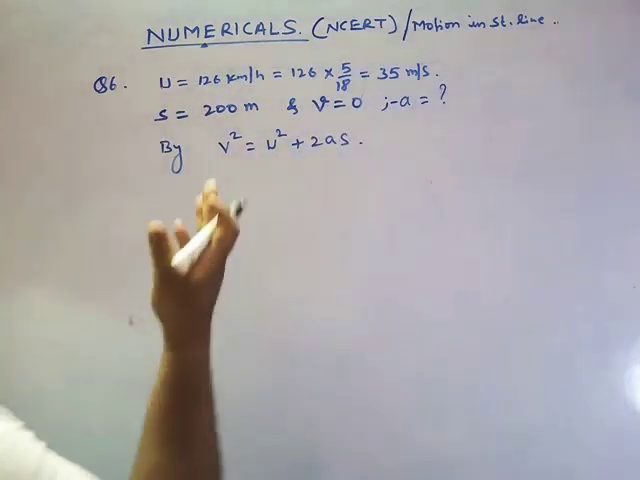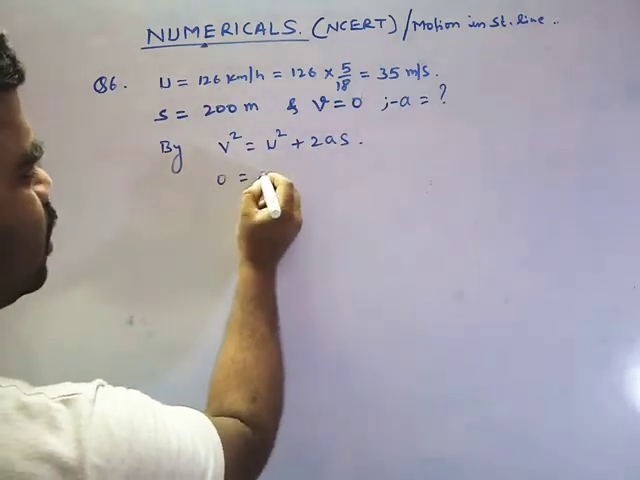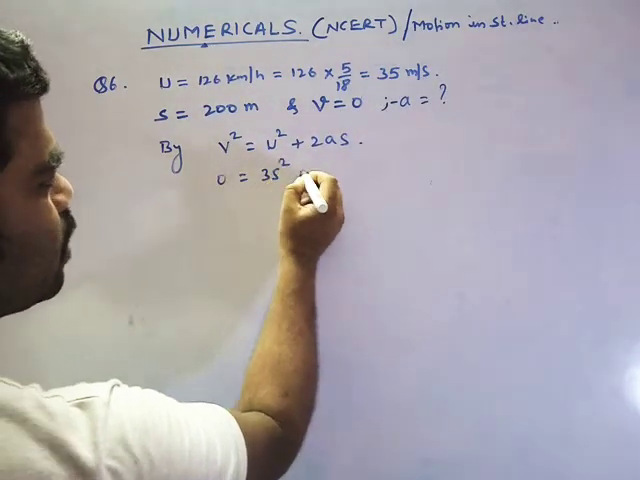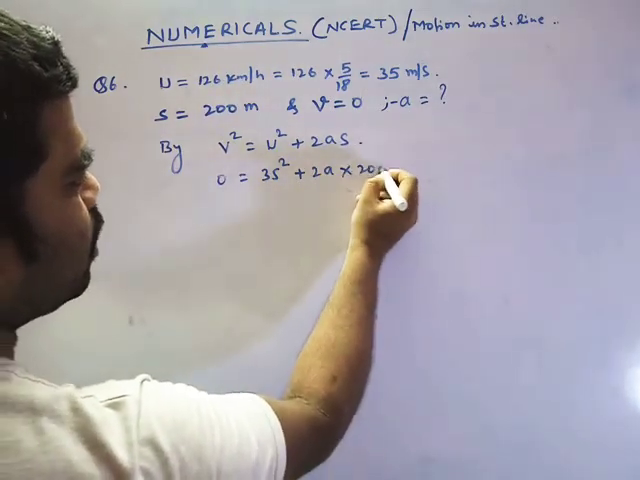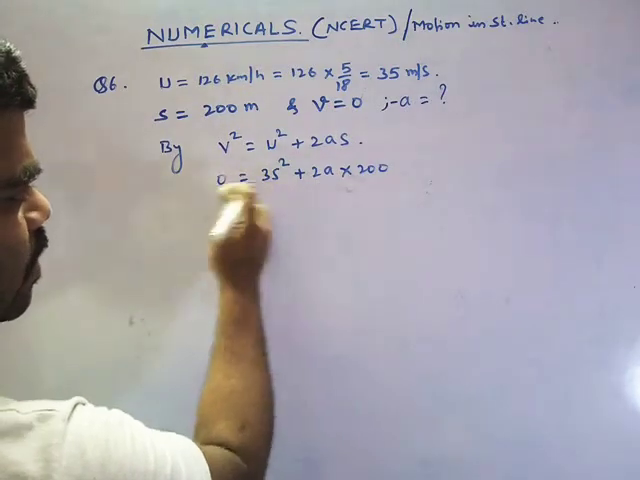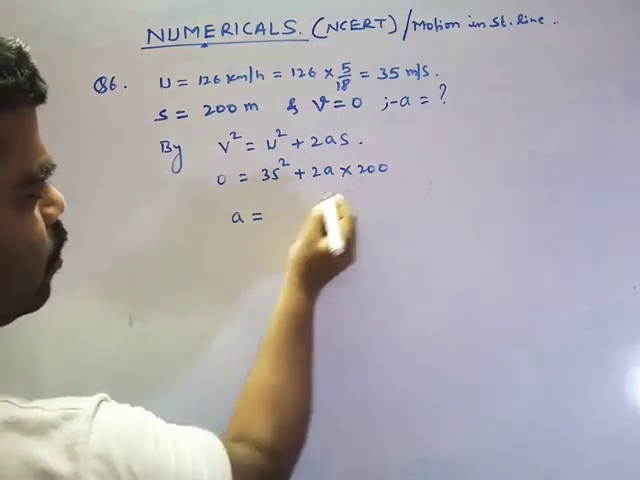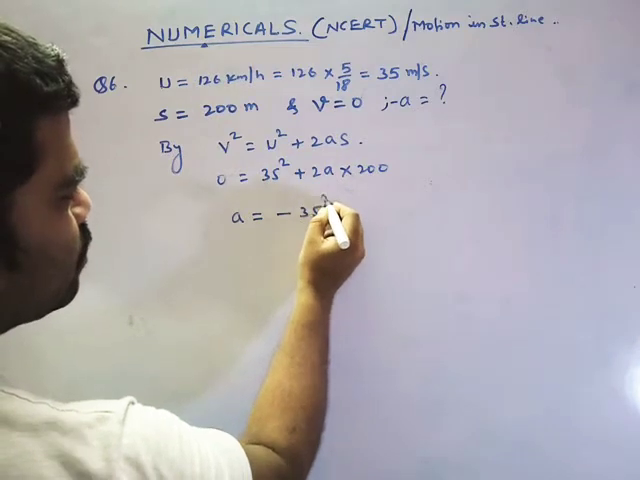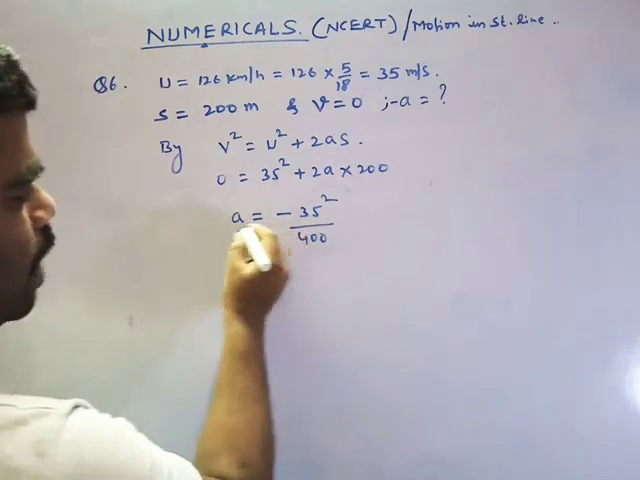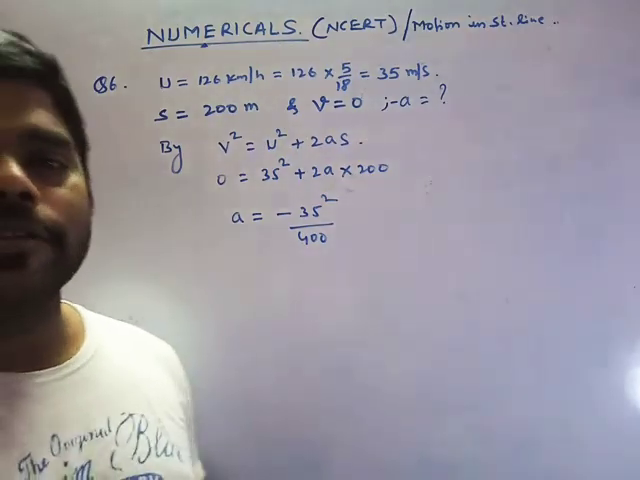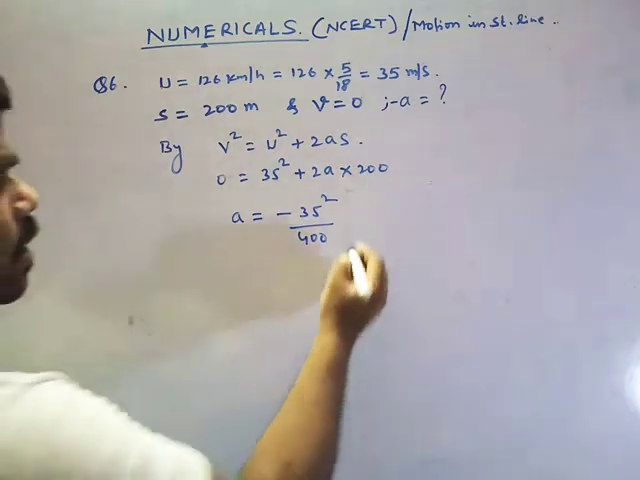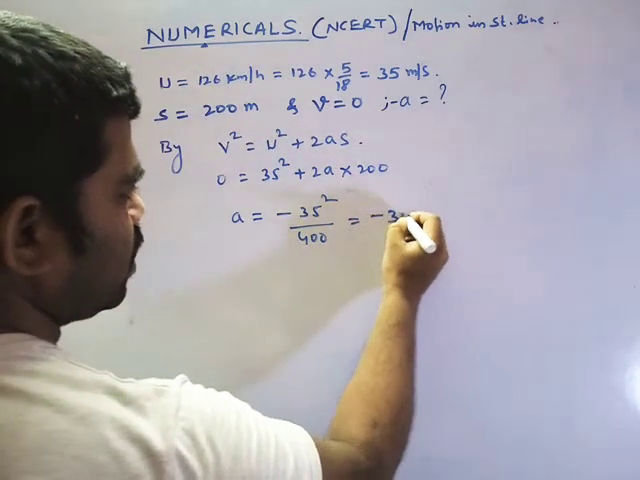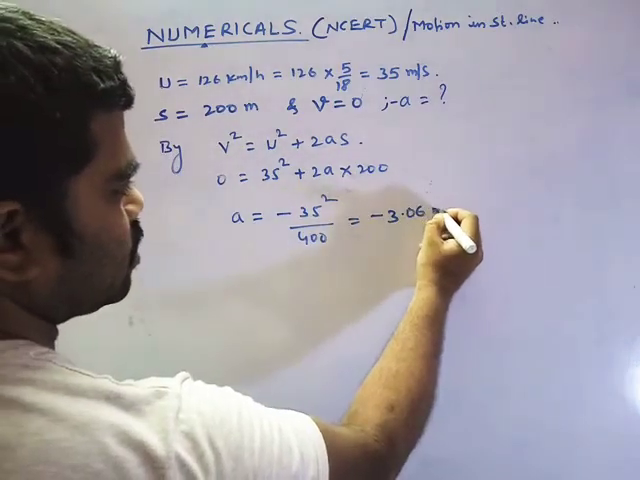Is it right? You can see the final is 0, the initial is 35 square plus 2as, where s is 200. If I take it to the other side, a is automatically minus 35 square by 400. Minus will come, and we know it is a retardation, that's why the minus comes automatically, you don't even need to write it. Is it right? So let me write the answer quick for you, and the answer is minus 3.06. Calculation you can do it.